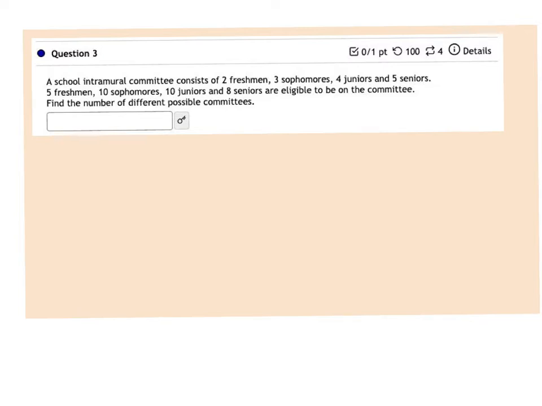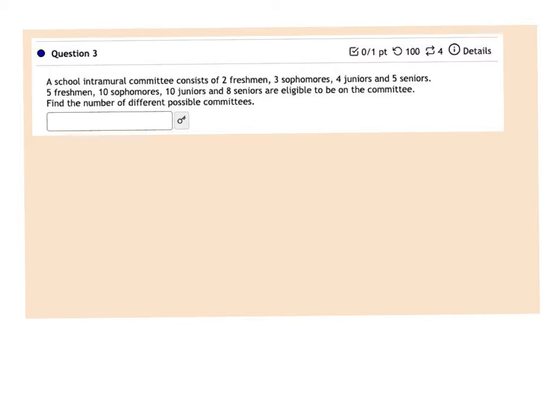A school intramural committee consists of 2 freshmen, 3 sophomores, 4 juniors, and 5 seniors. 5 freshmen, 10 sophomores, 10 juniors, and 8 seniors are eligible to be on the committee. Find the number of different possible committees. So we're going to actually combine a couple of different things here.